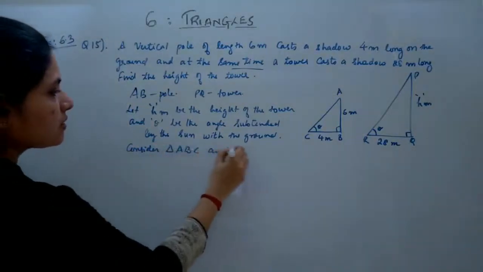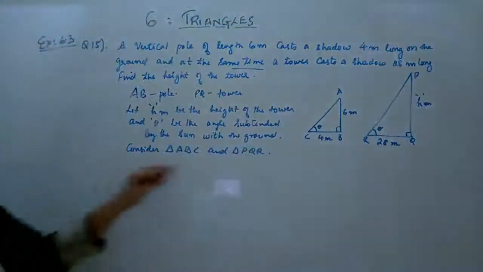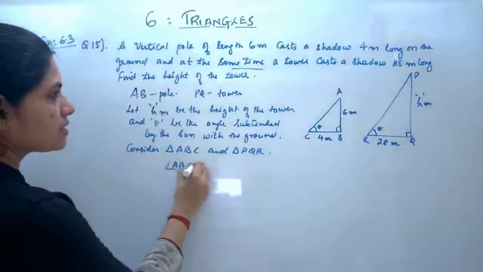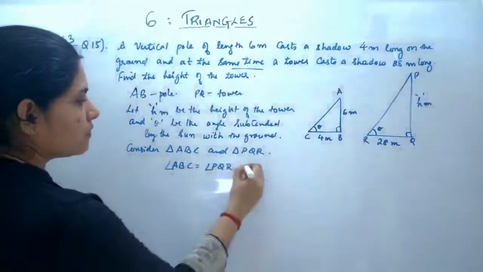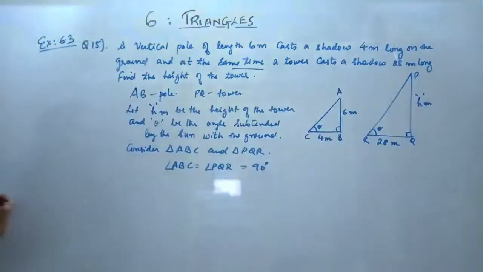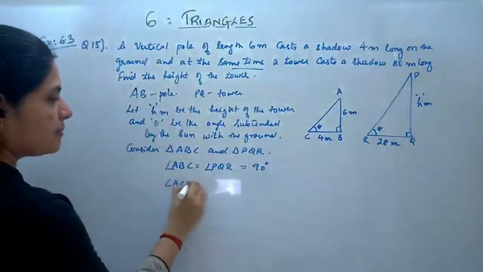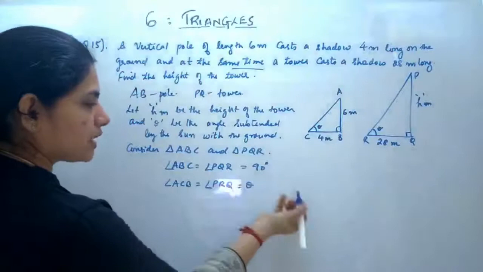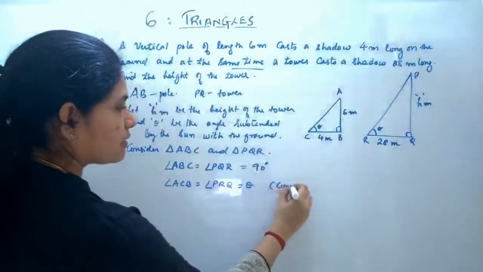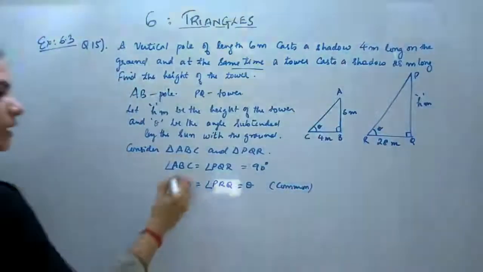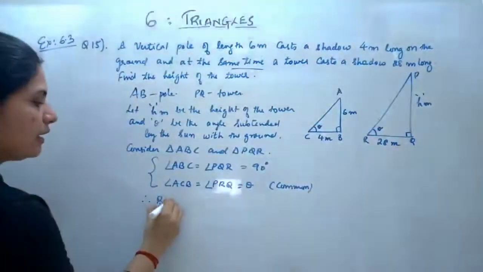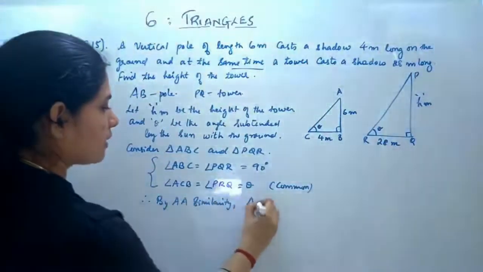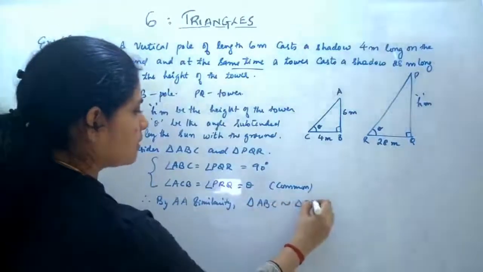So we are now considering triangle ABC and triangle PQR. What is our purpose? To show that the two triangles are similar. So for that we can take angle ABC is equal to angle PQR, which is equal to 90 degrees, and angle ACB equal to angle PRQ equal to theta, we have taken theta common for both, so that angle is common. Okay, so from these two, that is by AA similarity, you can say that triangle ABC is similar to triangle PQR.